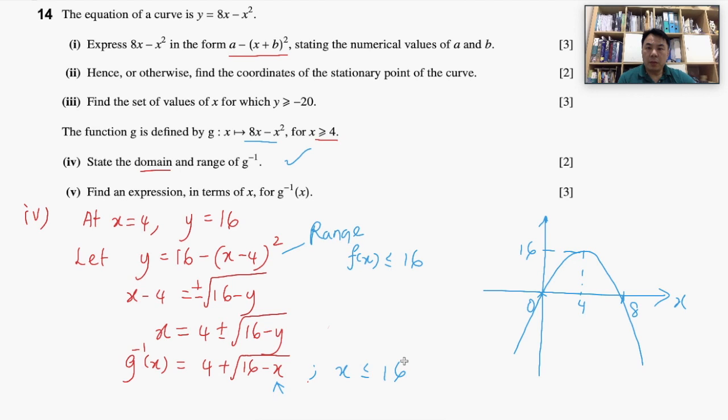And then find the expression in terms of x for the inverse. We have already found the inverse here. I can just mark down number 5. But I think there's one section I forgot to answer. I have answered the domain, but how about the range? The range for the inverse must be the same as the domain. So you can say that the range of g inverse must be greater than 4.